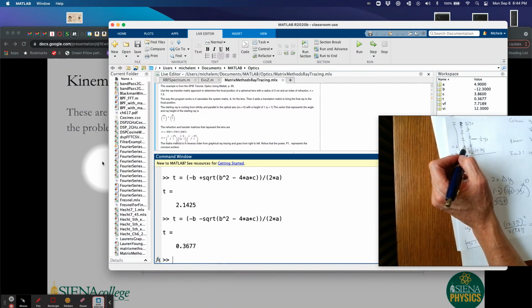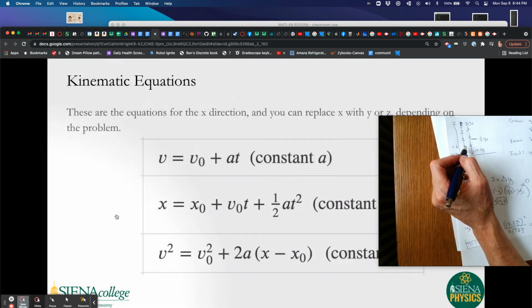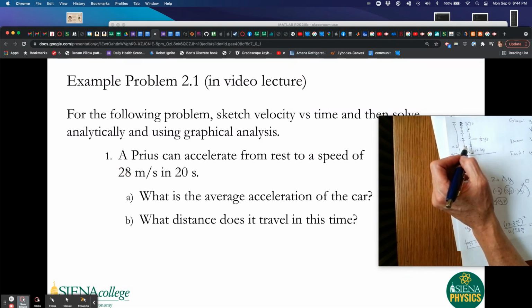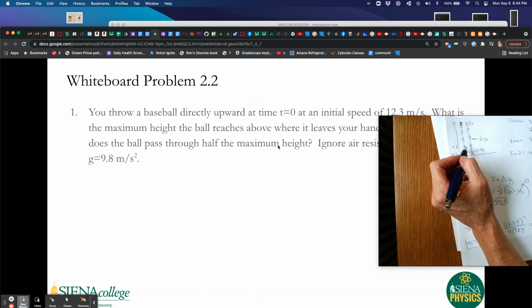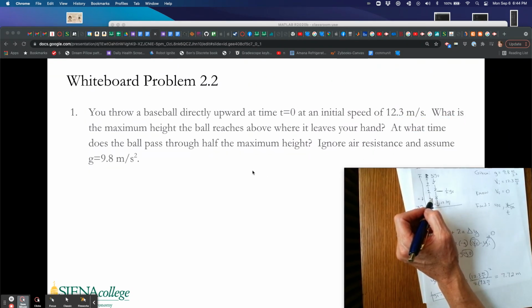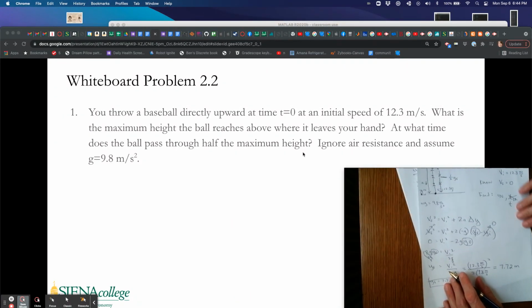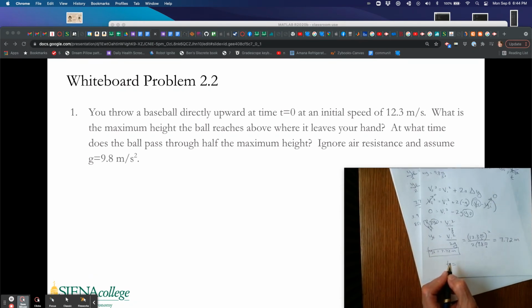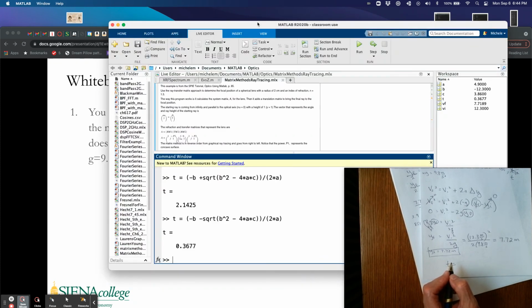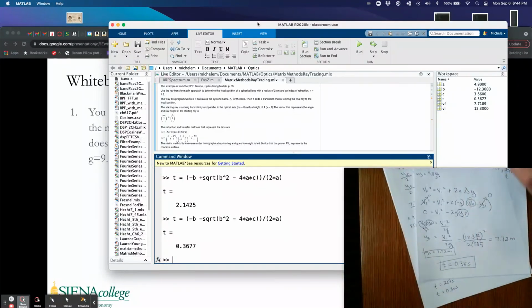So let's just look back at the problem and see what we have. It doesn't really specify. It says at what time does the ball pass through half the maximum height, and so we'll just assume it's on the way up. So we're going to assume that our time here is t is equal to 0.3677, about 0.37 seconds. So that's going to be the time for it to get halfway to the maximum height.